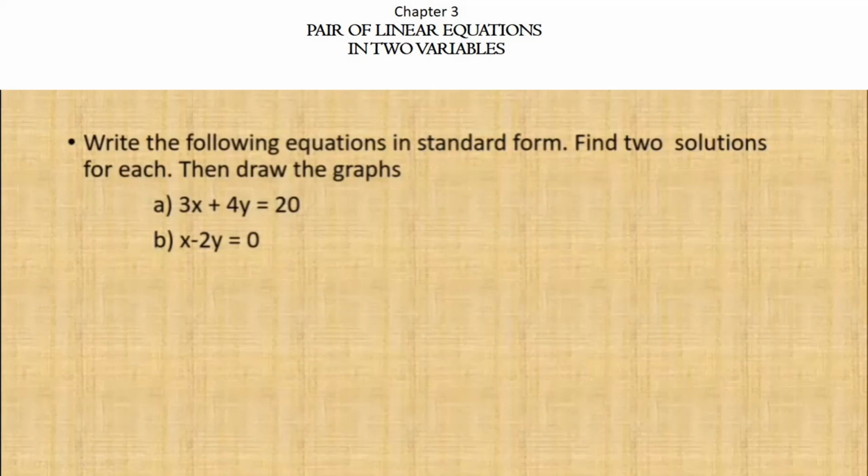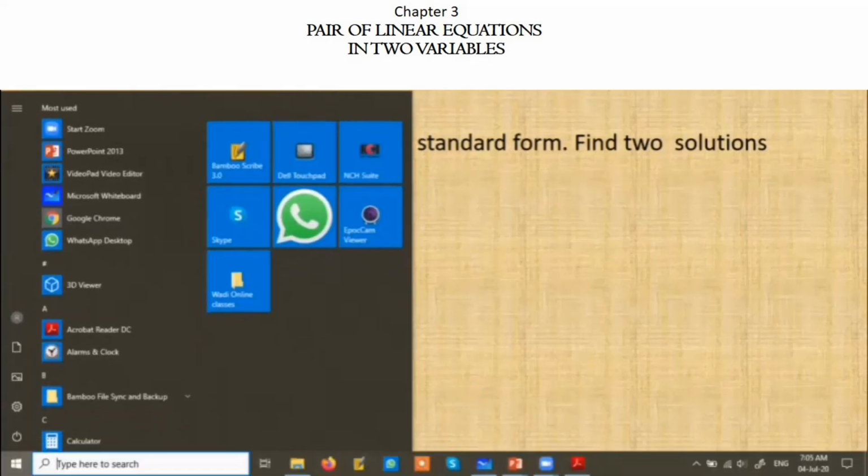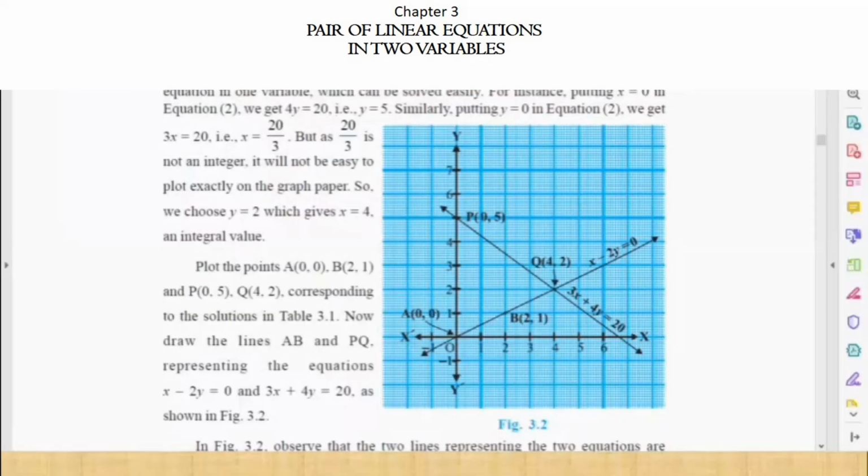That intersecting point will be the common solution for both. That will be the solution of the pair of equations. So here, how many solutions are possible for given two linear equations in two variables? Many. What about this problem? How many solutions are there? How many solutions are common for both lines?